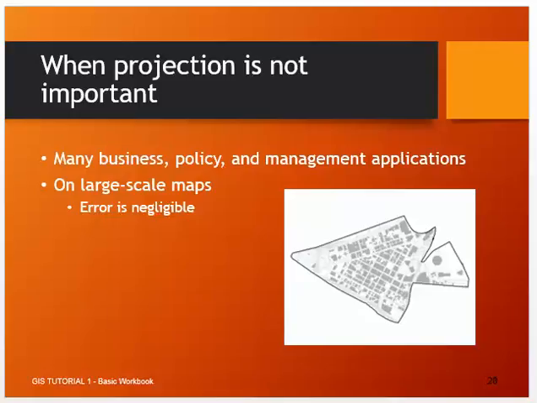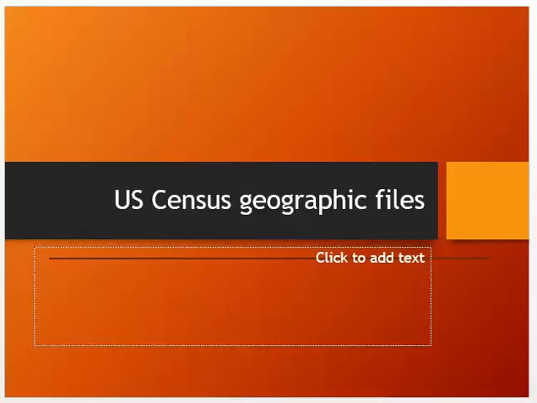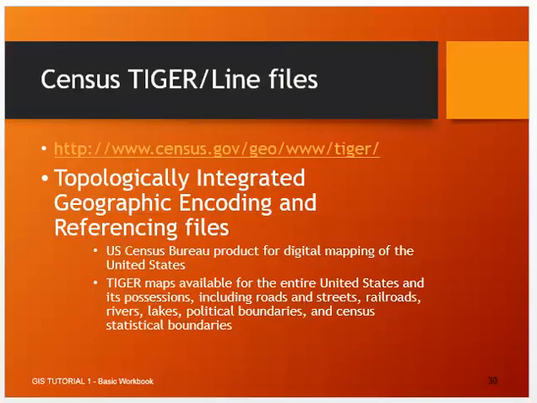So when is it not important? Again, like I said, if you're using a large-scale map, error is negligible. It's hardly even measurable at this scale. I'm not going to say it doesn't matter, but it's not a fatal flaw in your map if you're in the wrong projection. So let's talk a little bit about getting geographic files from the census, because this is going to be part of your assignment.